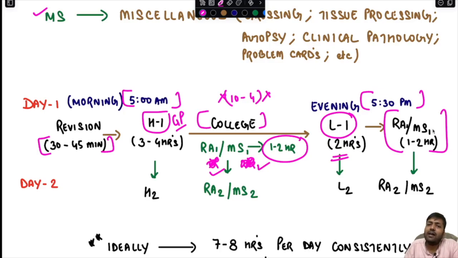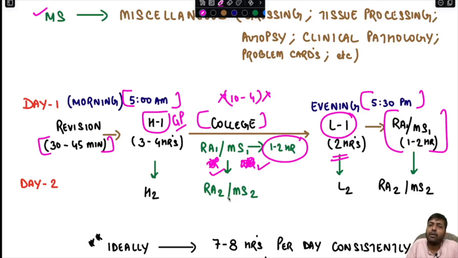For example, if today you are reading 1 hour of recent advances, then as the second topic you can take a miscellaneous topic, half an hour. Some simple topic you read, but you have to read, mix and match. Every day you read recent advances, and you read a miscellaneous topic also. Now suppose on day 1 you have read recent advances in histopathology and the miscellaneous topic you have read is grossing. For example, I am saying.